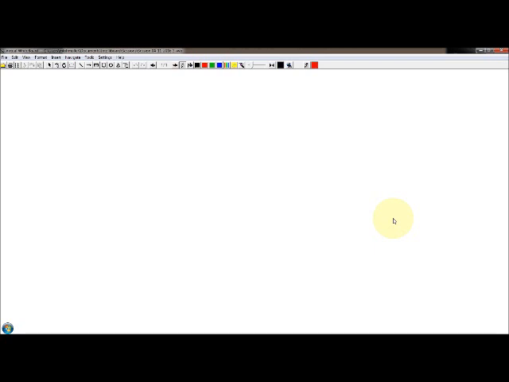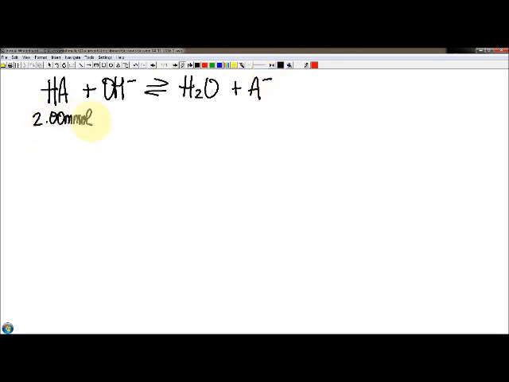Well, we don't know what our acid is, so I'm just going to use HA, and we're adding it to sodium hydroxide, where the sodium has no effect. So we'll form water and the conjugate base. Okay, let's do the stoichiometry first. We have 2 millimoles of the solid acid being added to the sodium hydroxide.